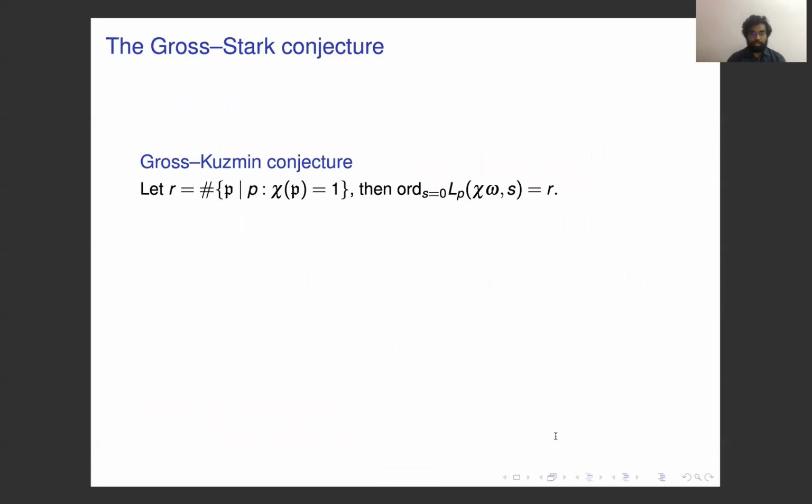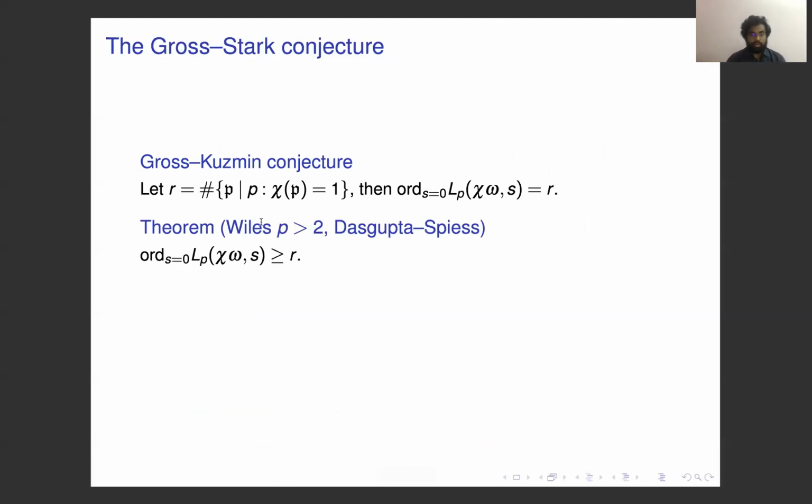So what's known about this conjecture? Here's the conjecture stated again. It follows from Wiles's proof of the main conjecture that the order of vanishing of the p-adic L-function at s equal to 0 is at least r. Because for the Selmer module we can show that the order of vanishing of the characteristic element is at least r by some explicit construction. So once you know the main conjecture, we know this.